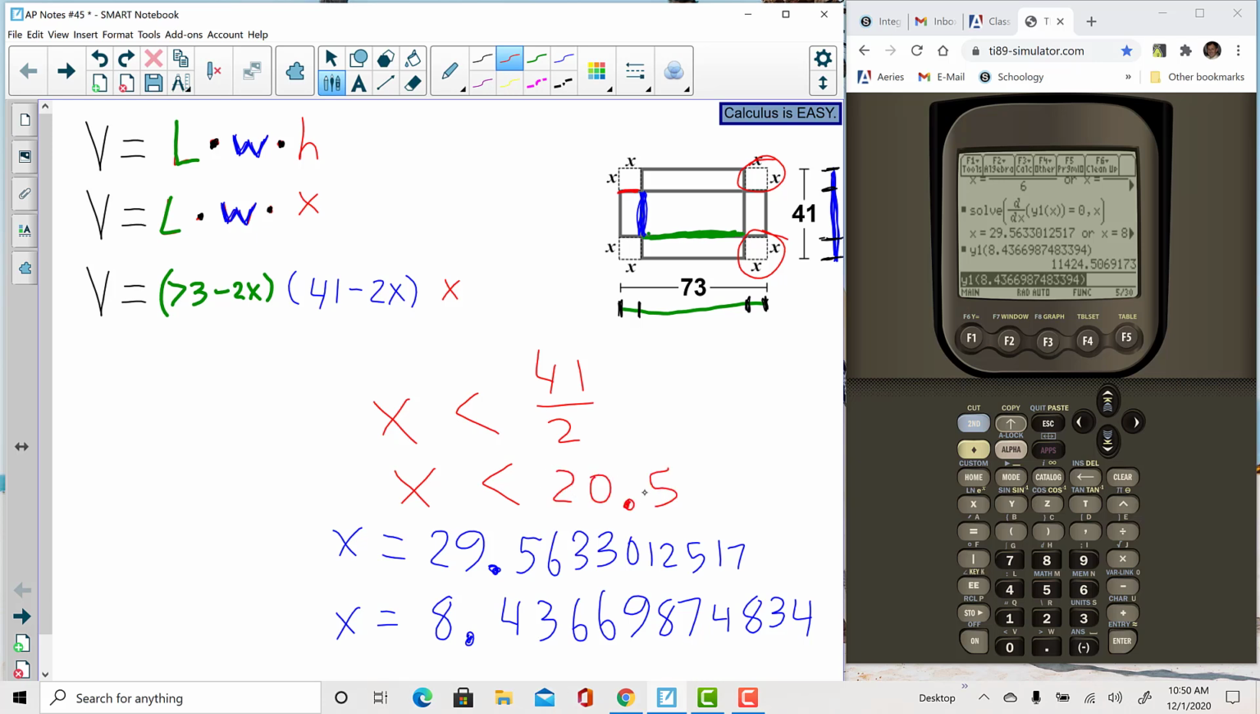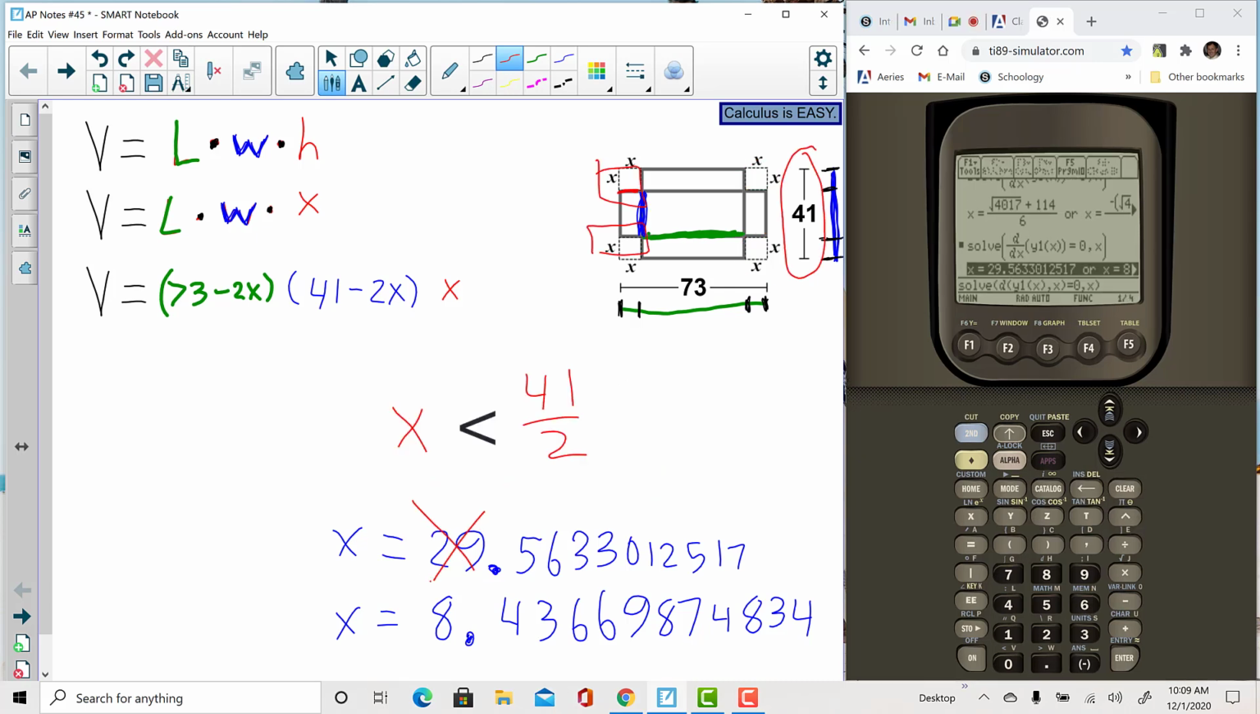Because if we cut out x any bigger than that, we're not going to have any box left. So we cannot allow an x value of 29. So we're going to have to cross this out. So 29 is no good.